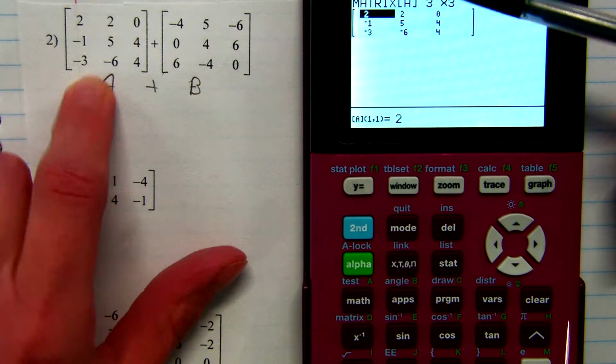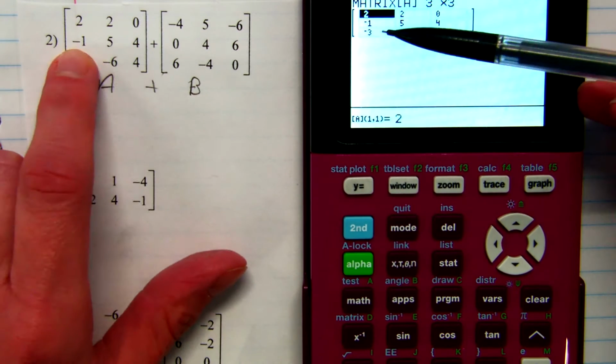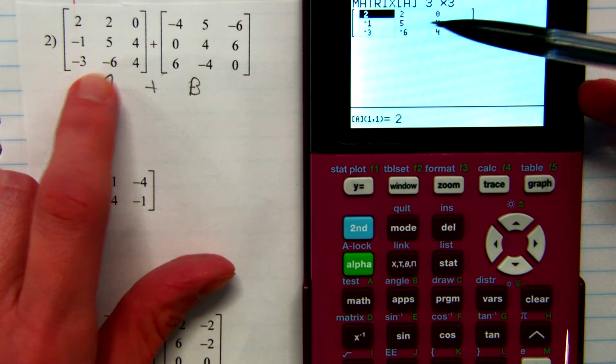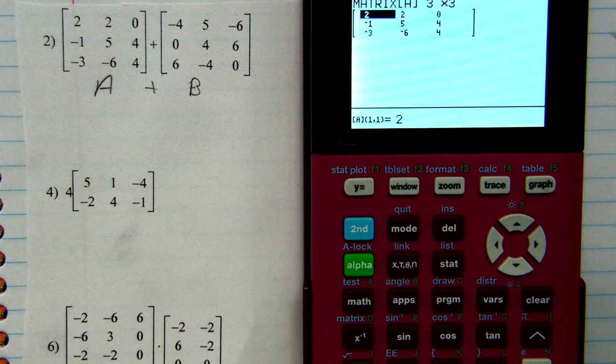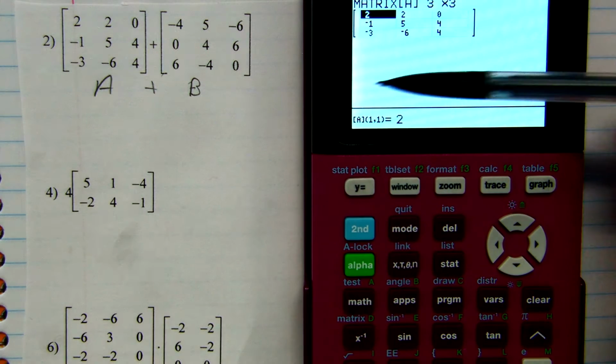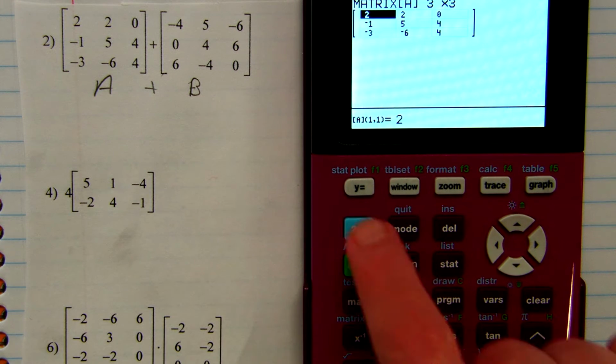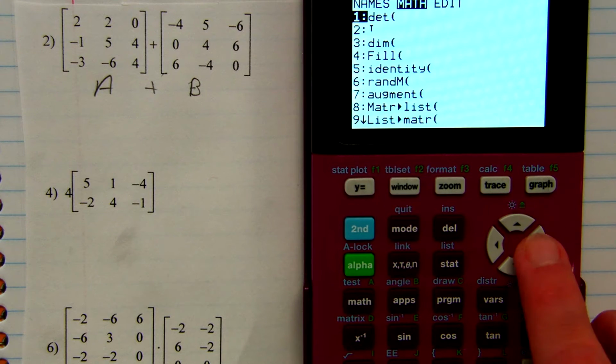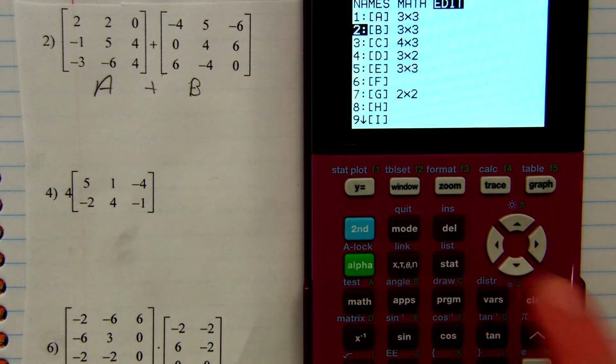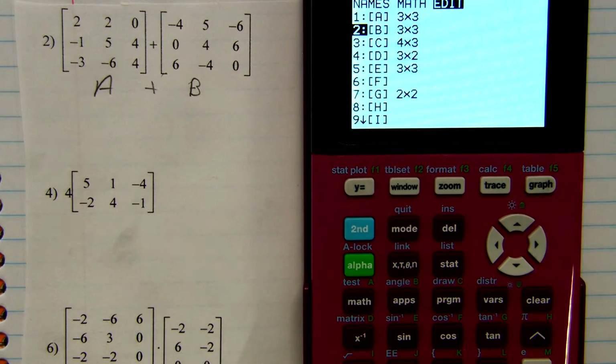And so you want to make sure you have everything. 2, 2, 0, -1, 5, 4, -3, -6, 4. So we've now established this is matrix A. Then we need to put in matrix B really quick. So just second matrix again, go over to edit because that's the only thing that'll let you change stuff. Matrix B, which is 2.